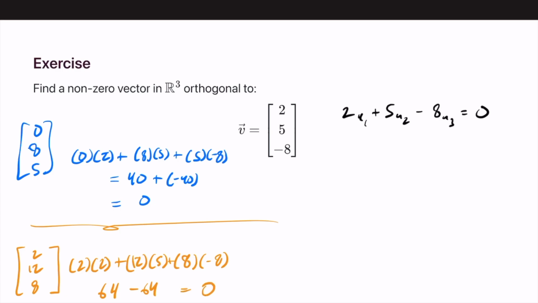So we would say that the two vectors 0, 8, 5, so whatever we just call this, let's just call this vector x and vector y. Vector x and vector y are both orthogonal to the vector v, 2, 5, -8, over there. Okay, so that's the idea behind orthogonality.